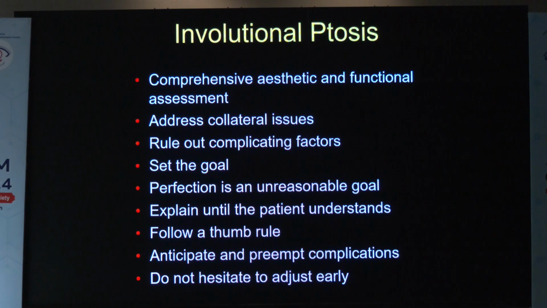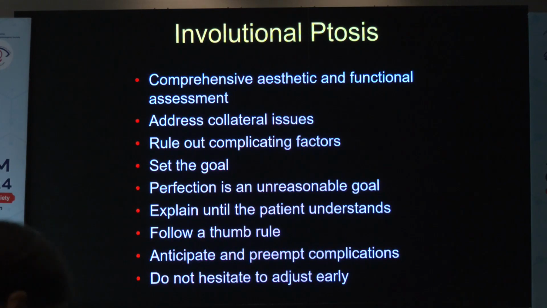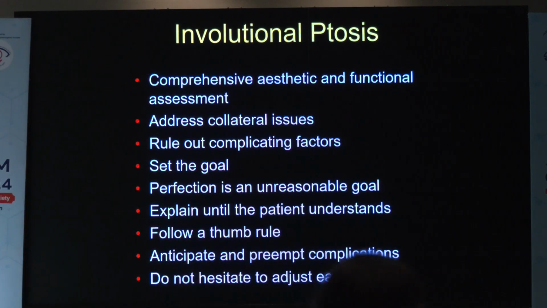And of course, you can do levator resection in patients who have poor levator function, say 6, 7, 8 millimeter levator function, which is considered fair but not good enough for levator reattachment. In such patients, you can do advancement or small resection as well. Perfection is an unreasonable goal in ptosis surgery. This you have to explain till the patient understands.